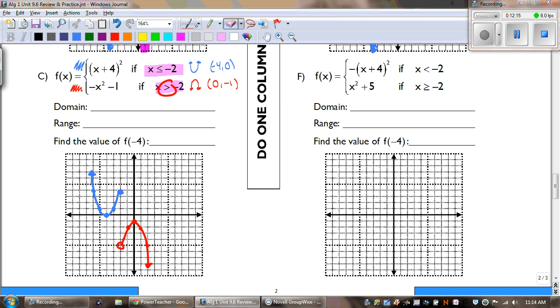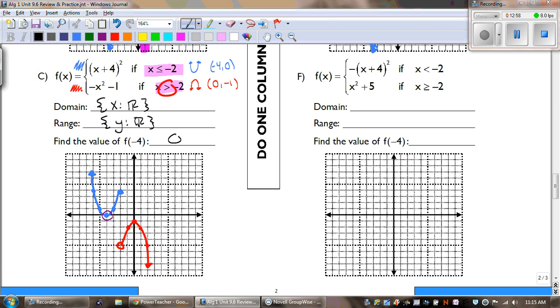So, our domain. Is there a break in the graph? No, because it's at negative 2 for both of them, and one's open and one's closed, so no break, which is good. So x is all real numbers. What about the range? Well, the blue graph is going up, red graph's going down. No limit, so that means that y is all real numbers. And then when you plug in negative 4, what do you get? 0.